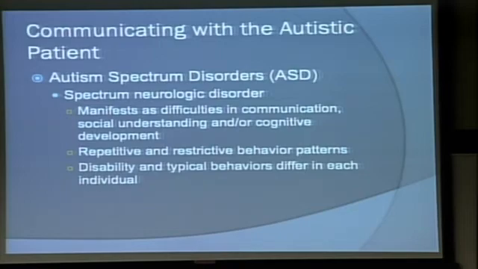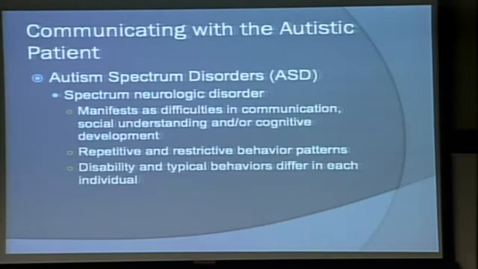because these persons do not respond to emergencies and emergency personnel the same way that other people do. Specifically, this Travis rule was designed for autism spectrum disorder. It's a neurologic disorder, probably genetic. It manifests as varying degrees of difficulty in communication, social understanding, and or cognitive development.